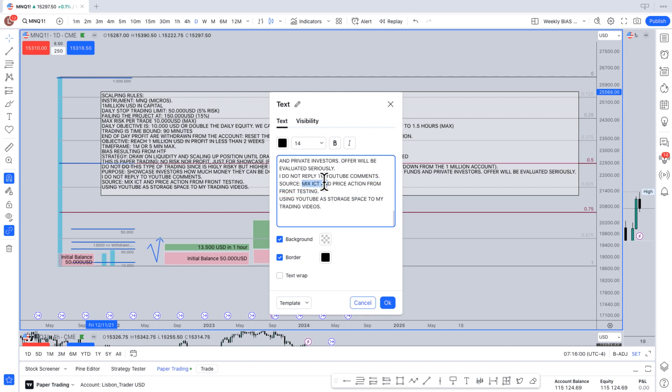I would say that I use 80% of his price action knowledge, and developed some price action experience also from front testing. Not always works, but you'll see.